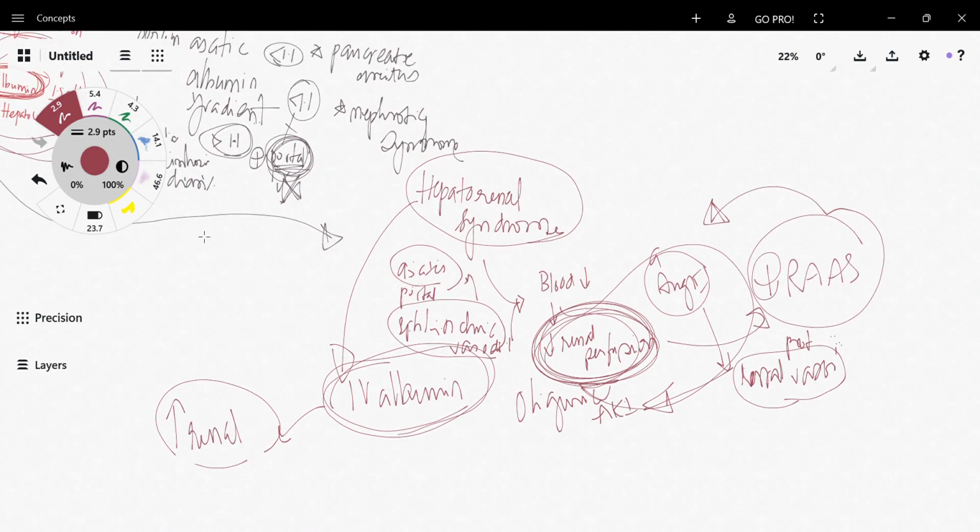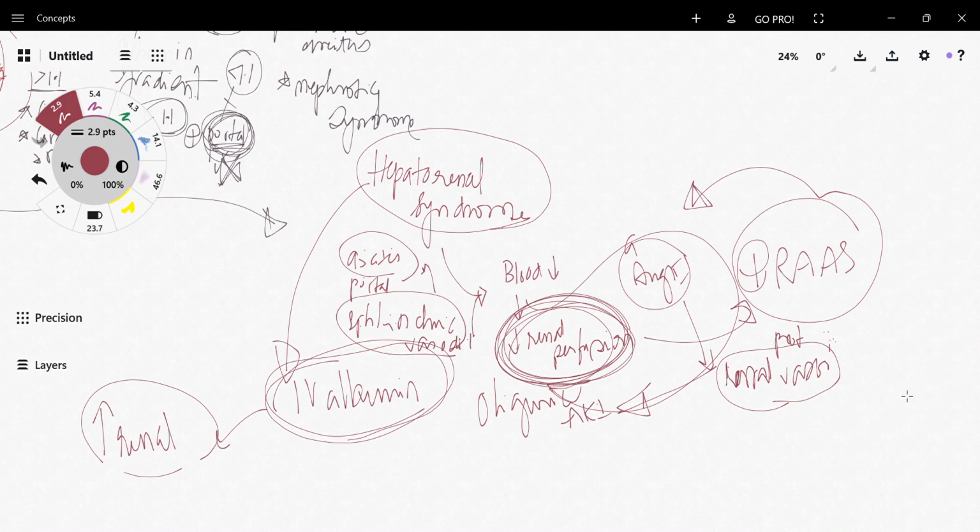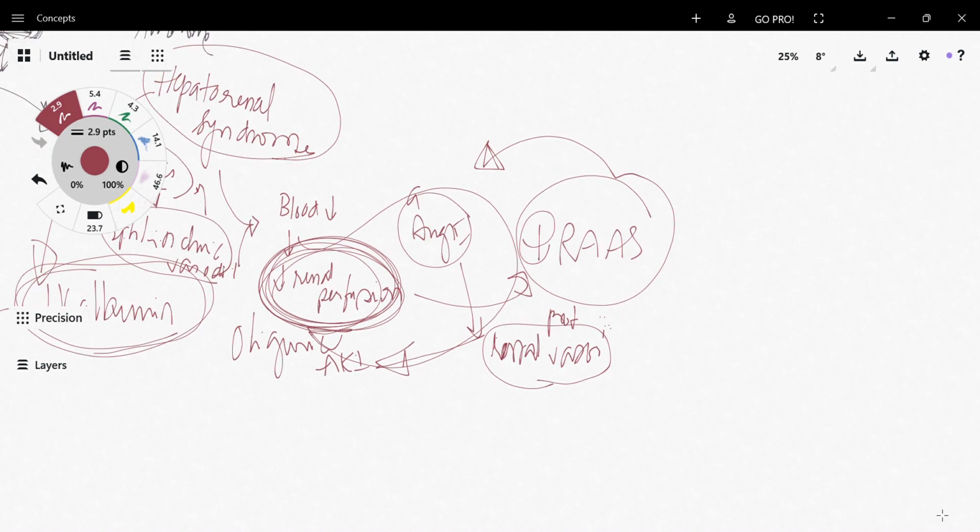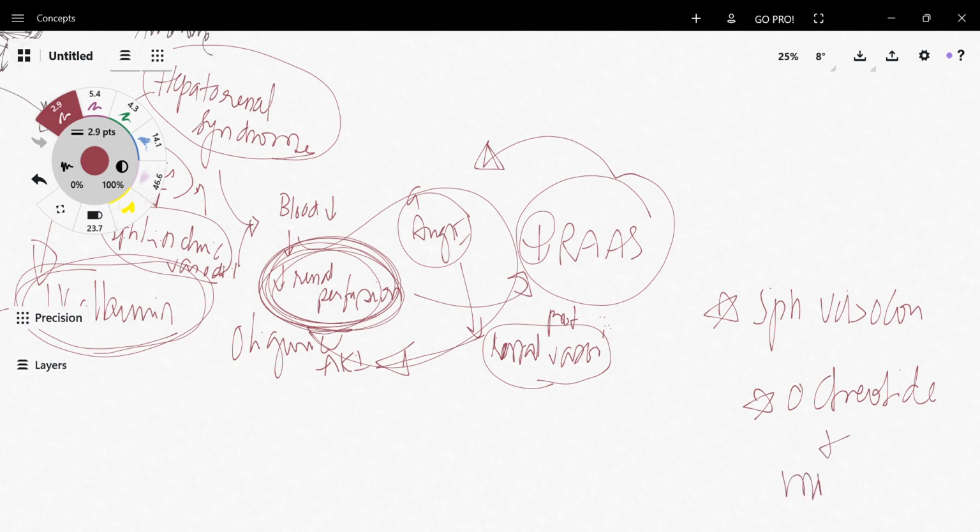syndrome. But if at all the patient were to go into hepatorenal syndrome, what you would then have to give is splanchnic vasoconstrictors, namely octreotide plus midodrine. That is the one that is most studied, but also alternatively you can give them norepinephrine.